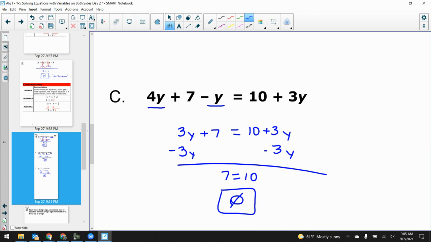All right, flip it over onto the back. So now what we're going to look at for the rest of the day today are word problems. Doing some word problems.